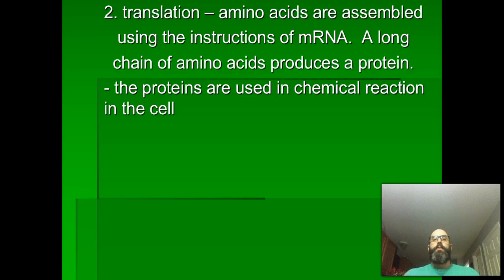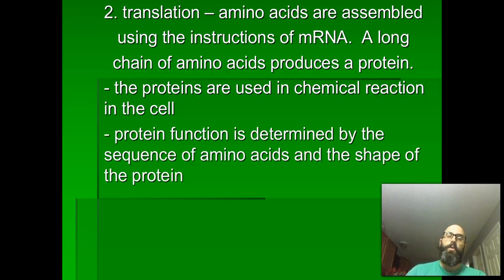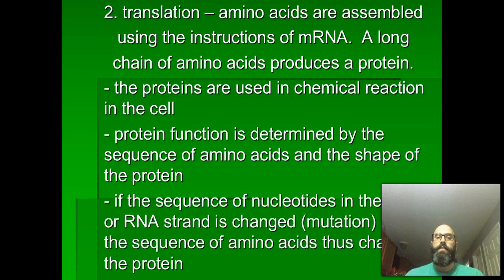So, when those proteins are used within the cell, their specific organization or line of amino acids and the shape are used in a chemical reaction, and that different shape and order of amino acids determines what happens at the end of the chemical reaction. So what you end up with is that protein function is determined by the sequence of amino acids and the shape of the protein.